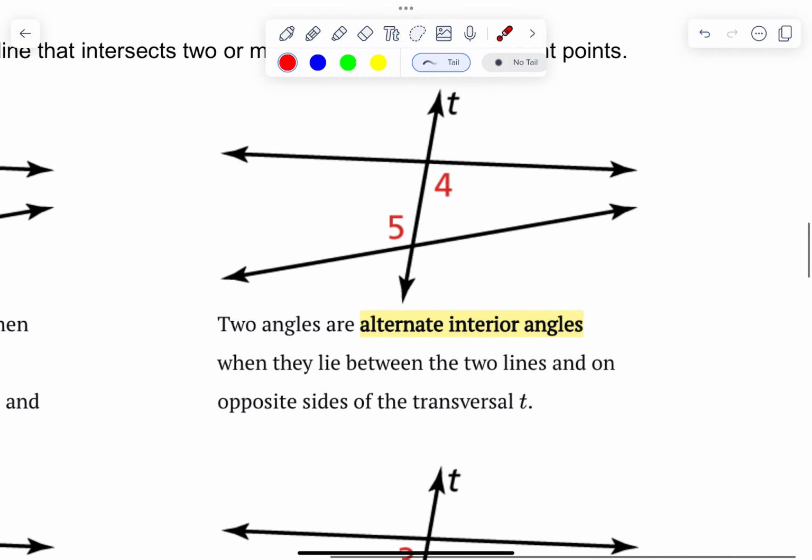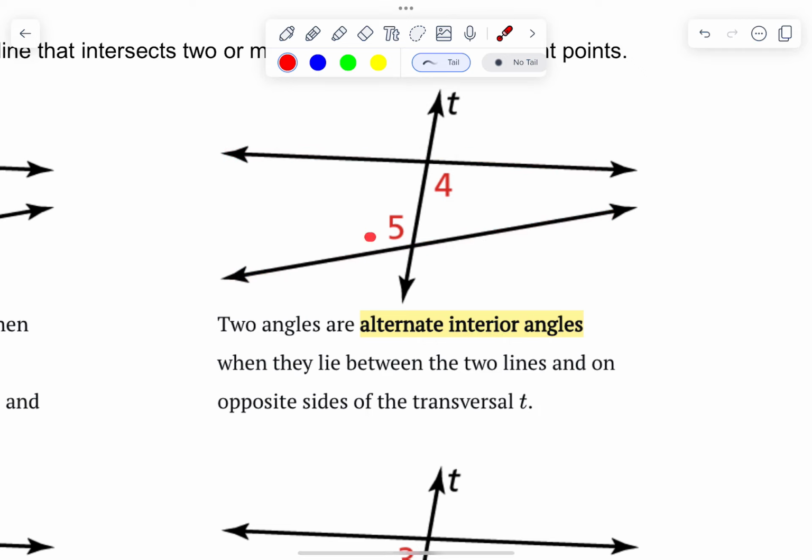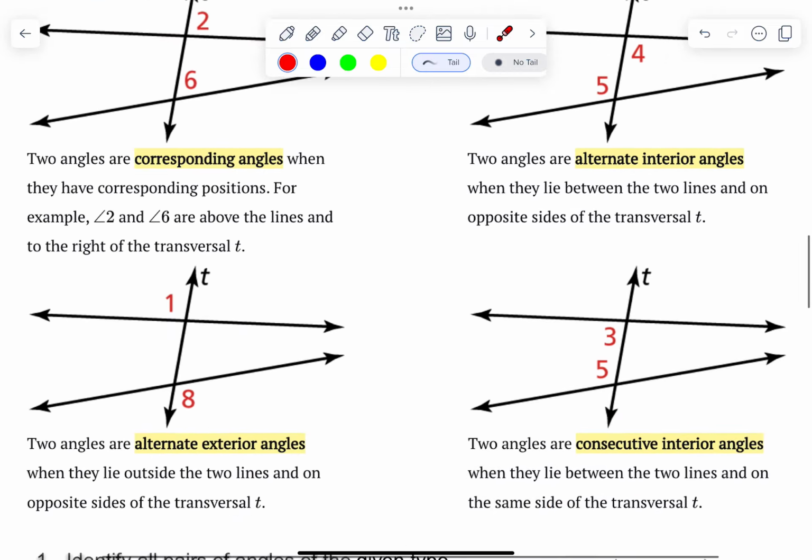Moving on, alternate interior. So it says two angles are alternate interior when they lie between the two lines and on the opposite sides of the transversal. So the alternate, let me do the interior part first. Interior means inside the two lines. Alternate means opposite sides of the transversal. That's where we get that from. So interior is inside the two lines. Alternate means opposite sides of the transversal. So again, like where I just put these 2 dots, those would also be alternate interior angles.